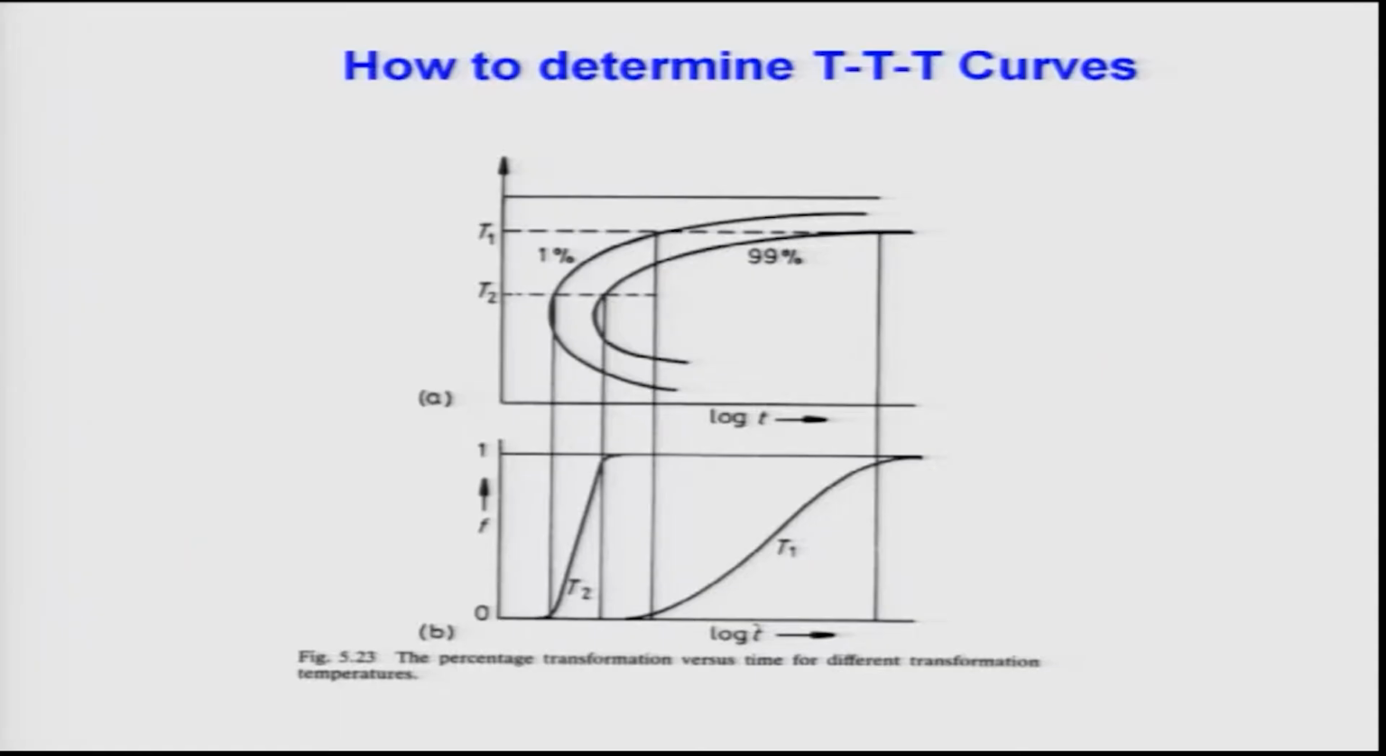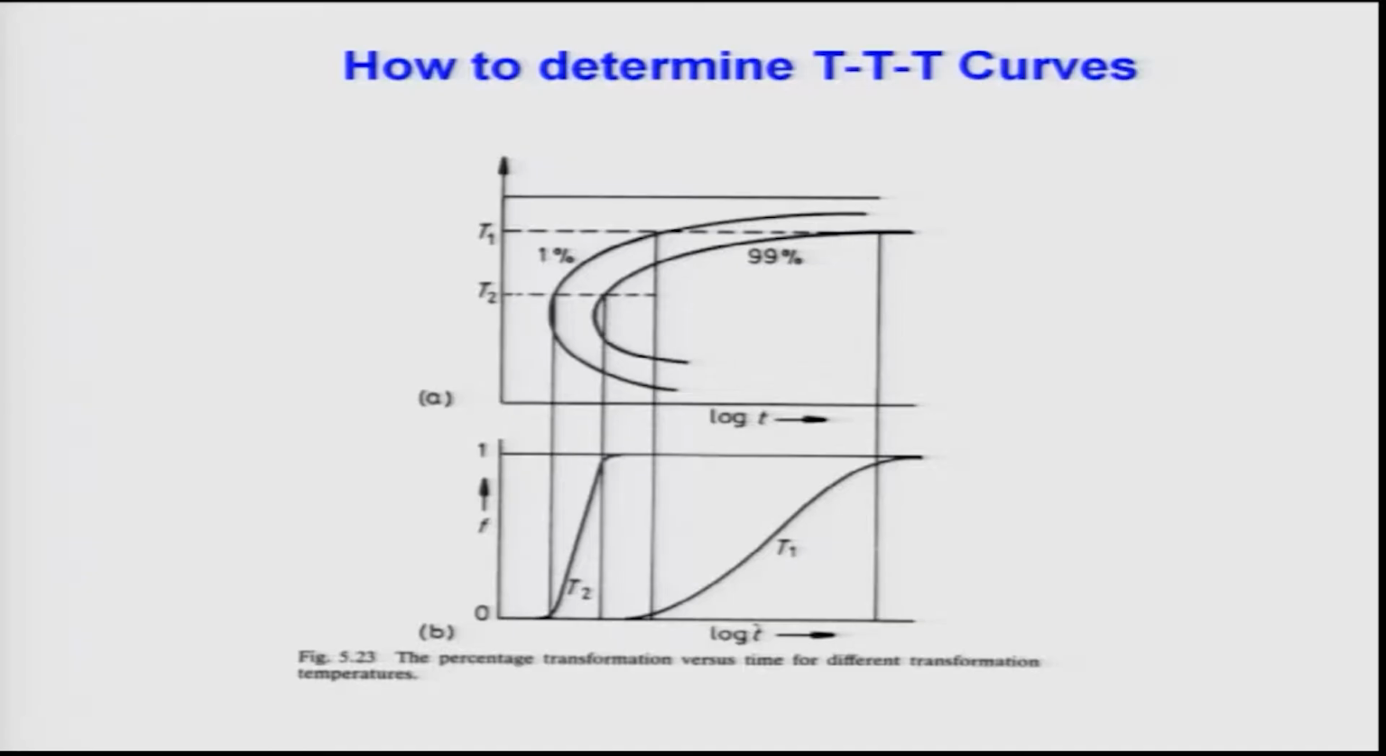So, I can draw a vertical line like this, and this corresponds to my 1% transformation. That means only 1% of the parent phase has been transformed to a product phase. Similarly, this point corresponds to 99% transformation. So, if I draw a vertical line, I can go into 99% transformations. At T2 again the same thing can be done.